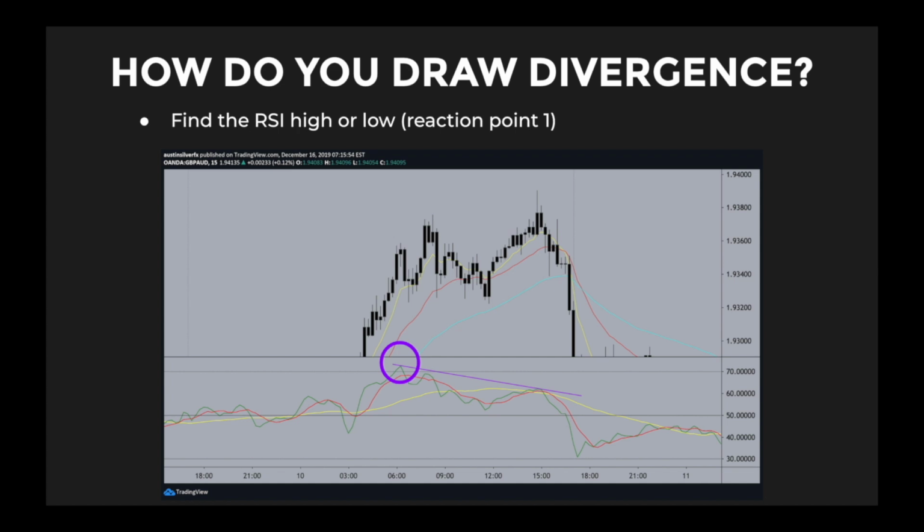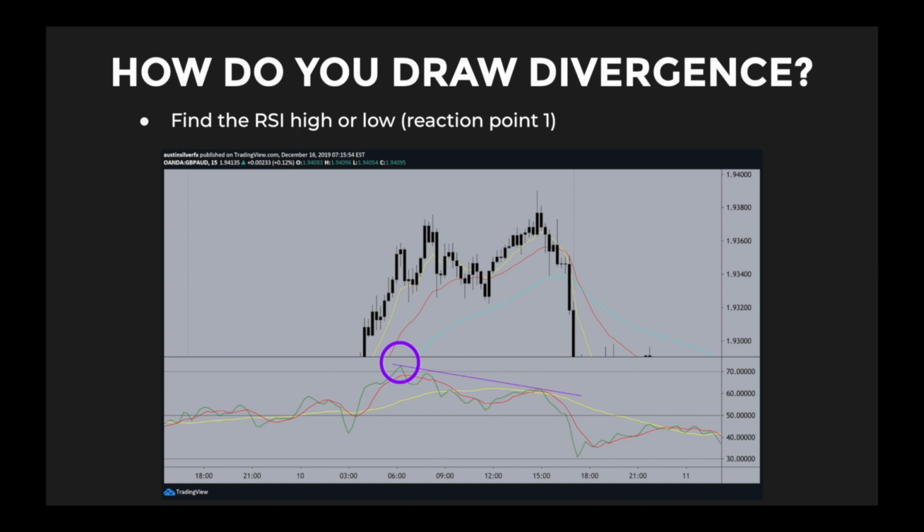We're now going to talk about reaction point 1, reaction point 2, and how we draw divergence. So the first thing that we're going to do as we move through a couple examples here is just practice drawing it. We're not going to practice labeling it bullish, bearish. Is it D1? Is it D2? Don't worry about that right now. I want you to just get your eyes trained to spotting the divergence.